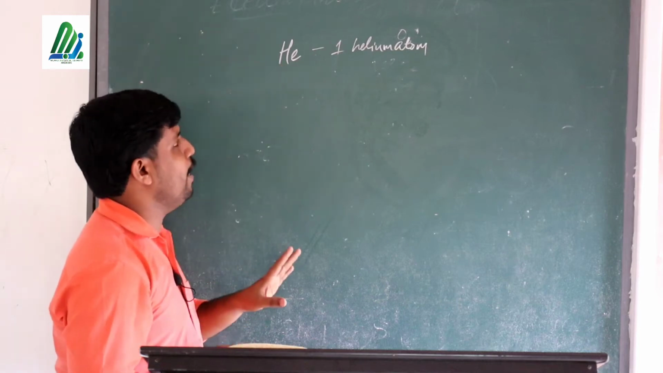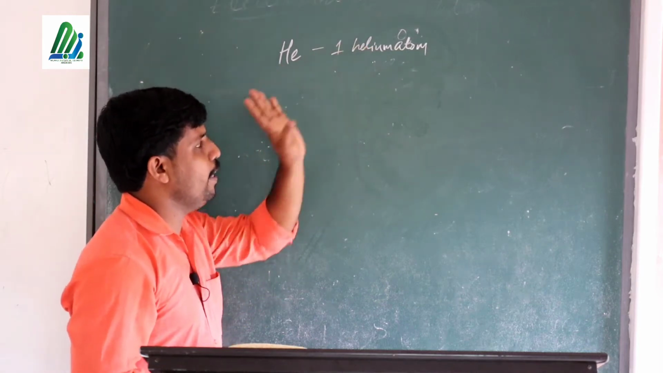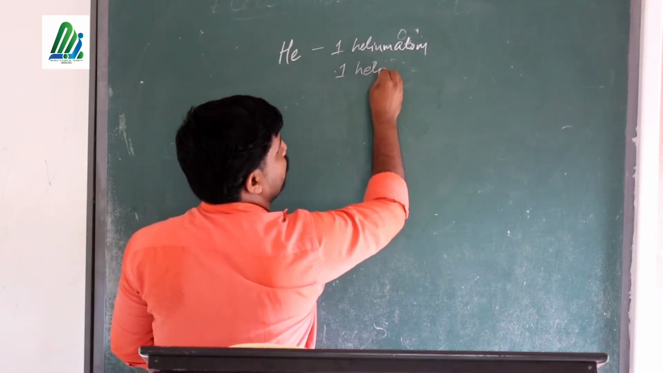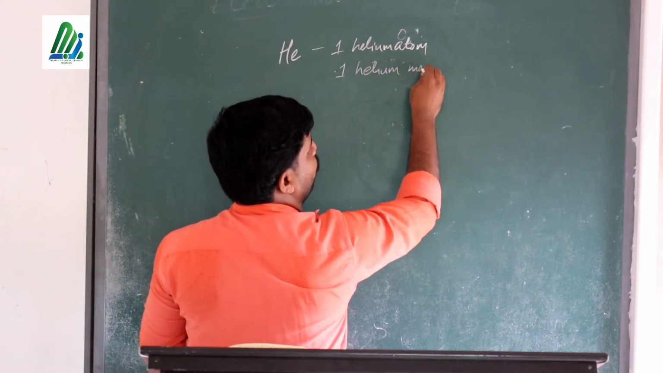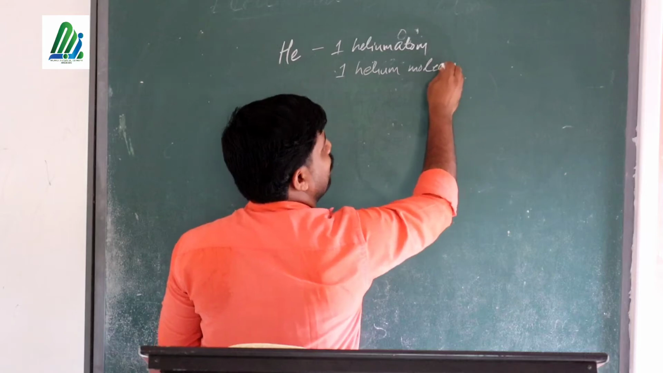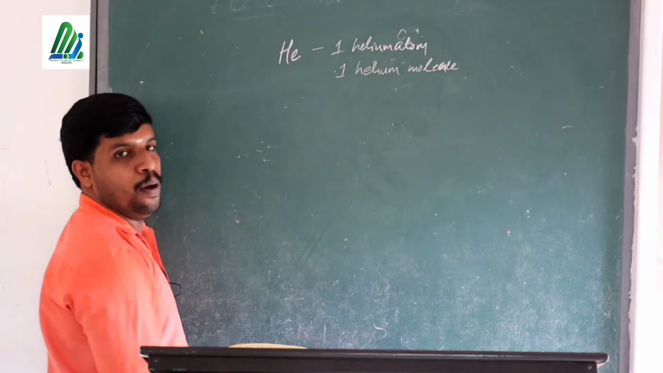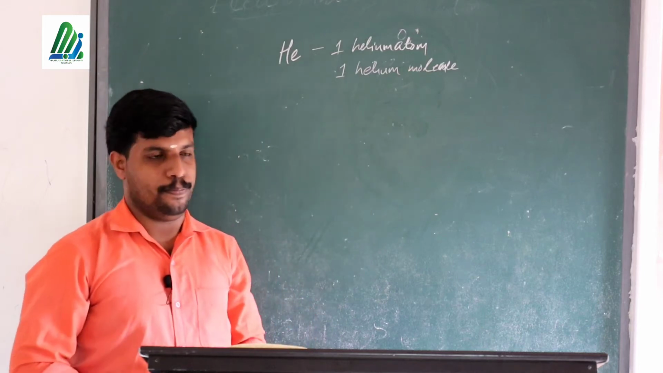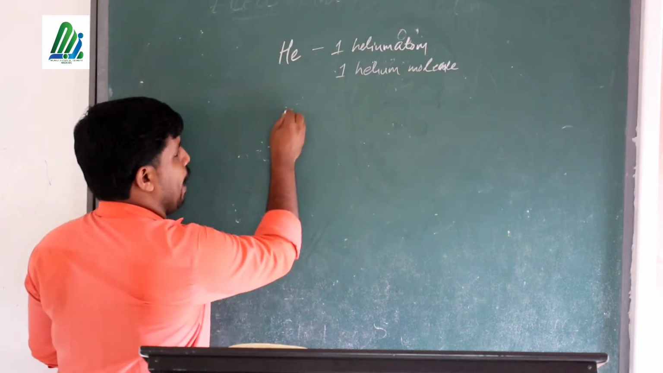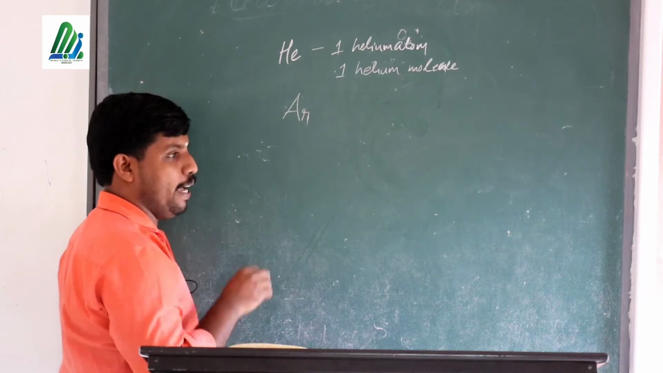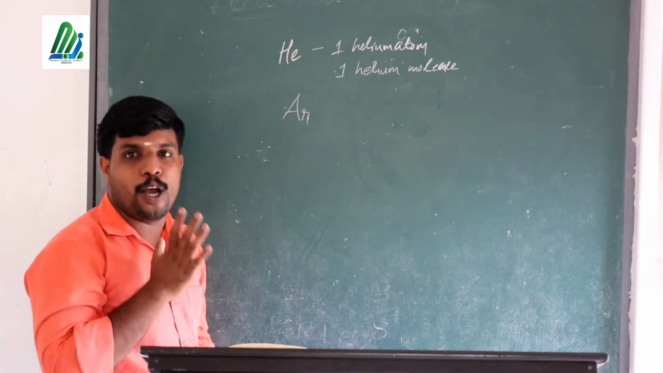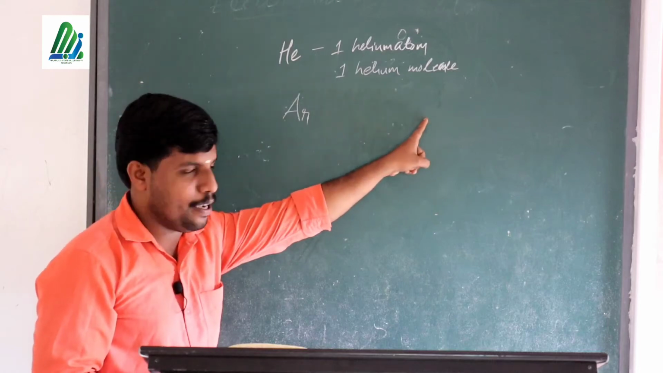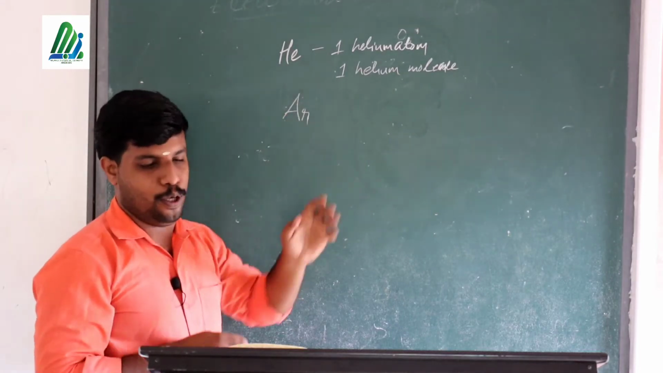If you write helium, we can write that it has one helium atom, and also it is one helium molecule. Then it is argon, Ar. Argon is also a monoatomic molecule. If you write Ar, it is one argon atom and also it is one argon molecule.